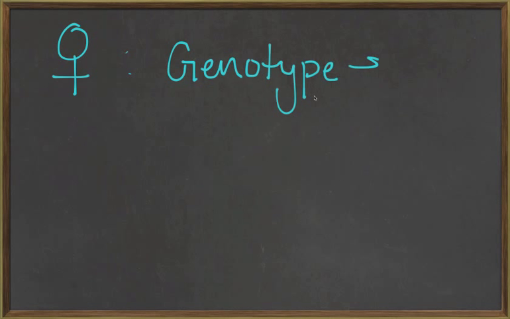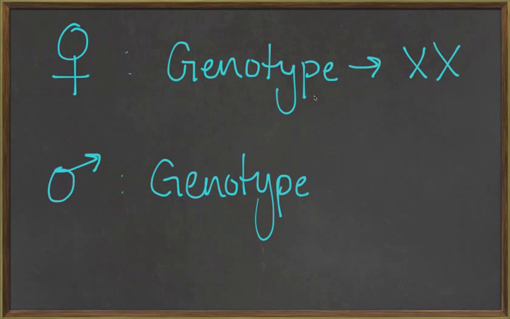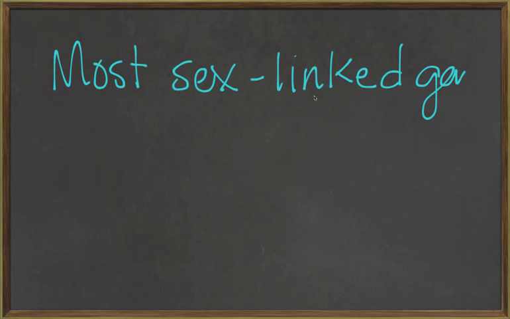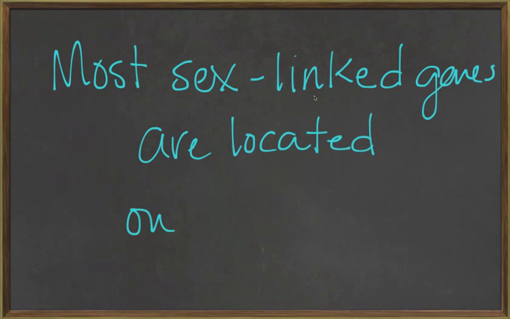For females, and this is usually the sign for a female when you're talking about it, she's always going to have the genotype of XX. That's what makes you a girl. For males, their universal symbol is this, and their genotype is always XY. Most sex-linked genes are located on the X chromosome.